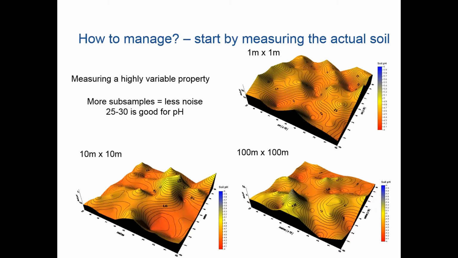Now, I said of the area of interest. And so whether that's a meter by meter area or whether it's a hectare, if I want to know what the average pH was in here, then that'd be 25 to 30 samples you would take.